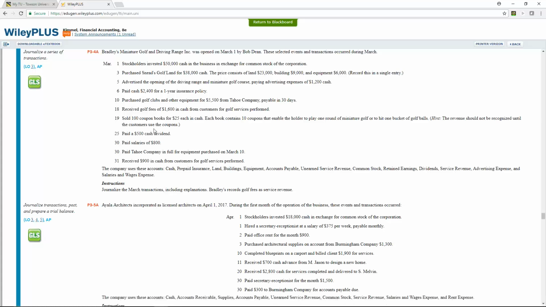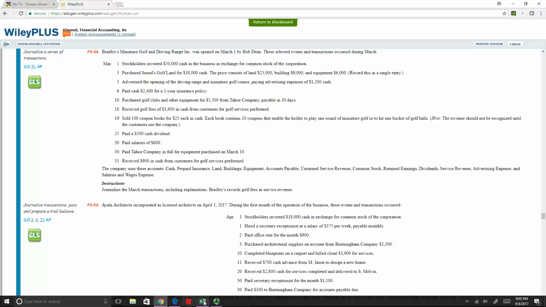Our next transaction says we sold 100 coupon books for $25 each in cash. Each book contains 10 coupons that enable the holder to play one round of miniature golf or to hit one bucket of golf balls. They're also giving us a hint. The revenue should not be recognized until the customers use the coupons. So what's happened is we got money in advance and we have an obligation. An obligation means a liability.